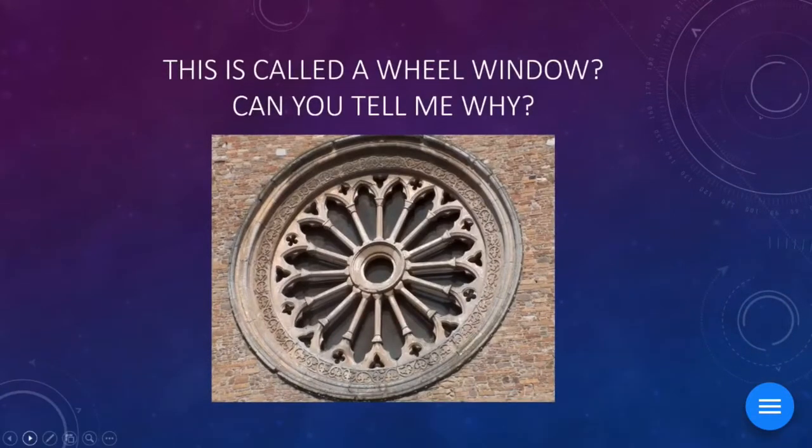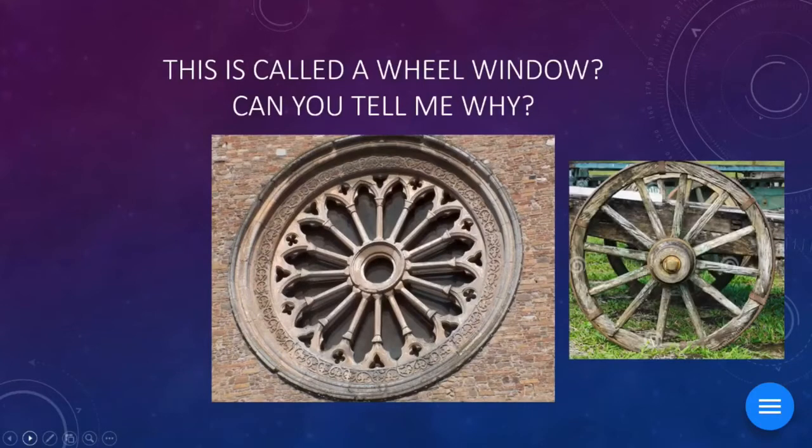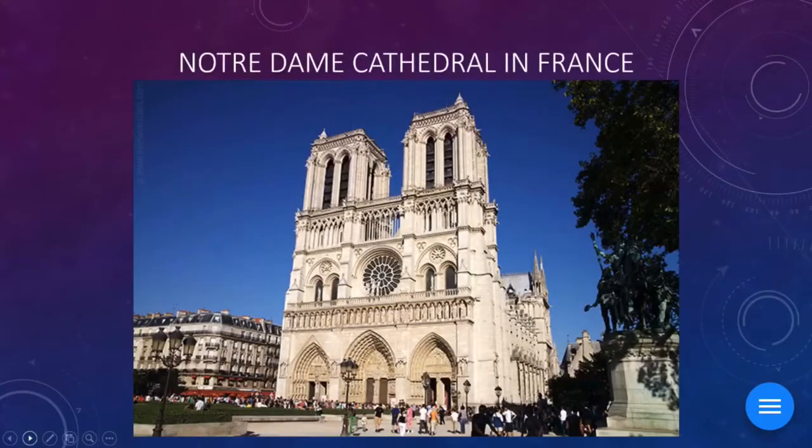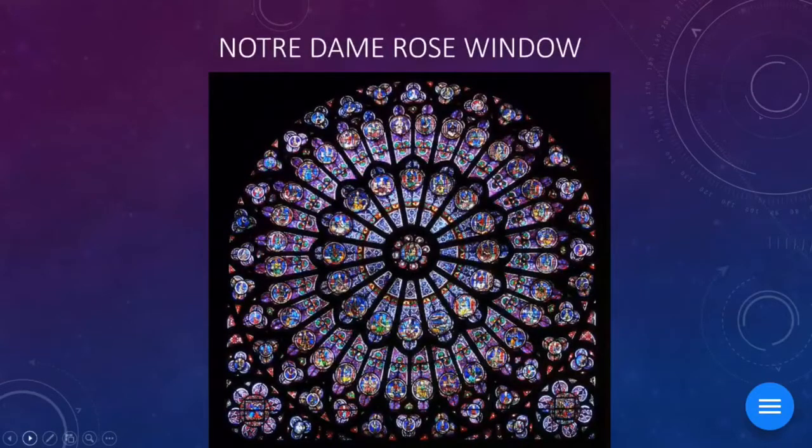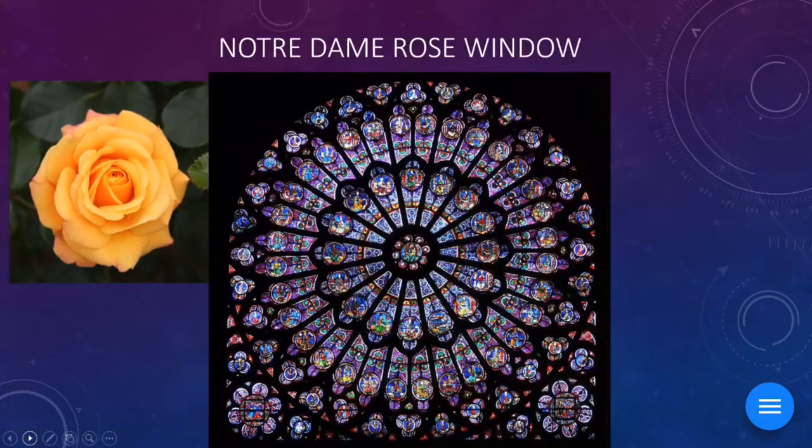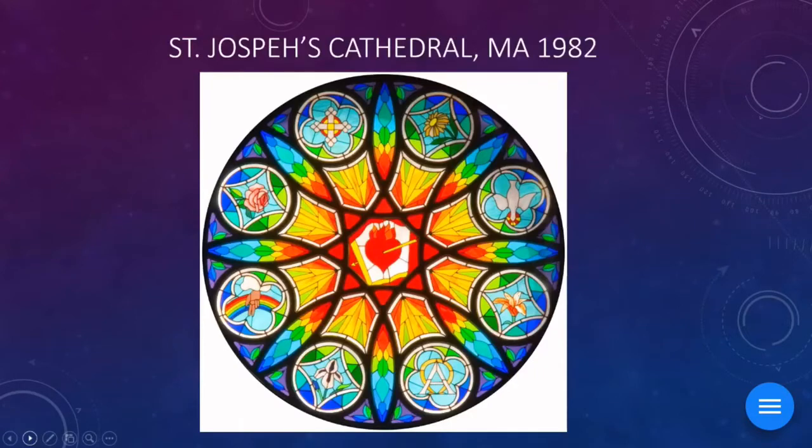Now we're going to talk about rose windows. The original round radial symmetrical windows were called wheel windows because they look like wagon wheels a little bit. These windows usually would have beautiful colored glass inserted into them. Today we call them rose windows because they kind of look like roses. This is the rose window from the Cathedral of Notre Dame in Paris, France. And you can see why they call it a rose window. Kind of looks like a rose opening up. This is from St. Joseph's Cathedral, Massachusetts, 1982.